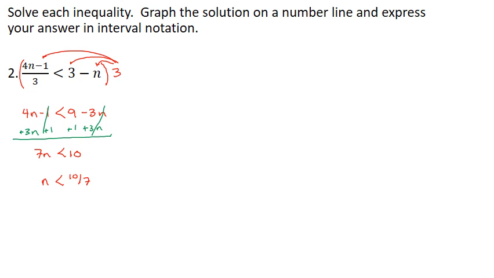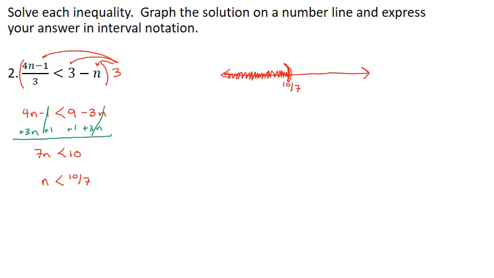Now they're not asking for set builder notation. The first thing they ask for is the graphing notation. So I'm going to plot the 10/7 wherever you want to. If I want everything less than that, that's going to be to the left. And since there's not an equal sign, I need to use a parentheses. So that is my graph notation.